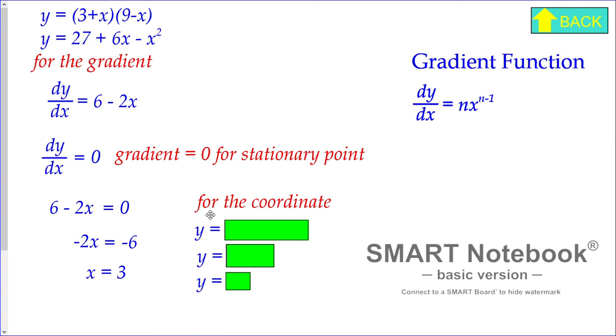For the y-coordinate, we substitute 3 back into the original function. I'm going to substitute it back into the first one, up here. So, 3 plus 3 is 6, 9 minus 3 is also 6. So the y-coordinate is going to be 6 times 6, and that is 36. So the coordinate of our stationary point for this function is 3, 36.